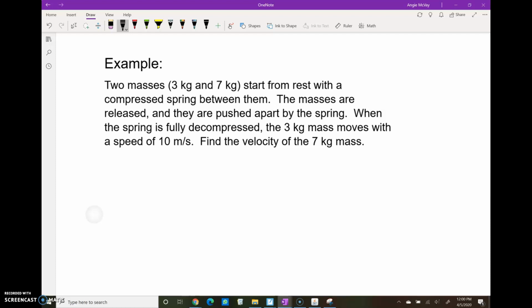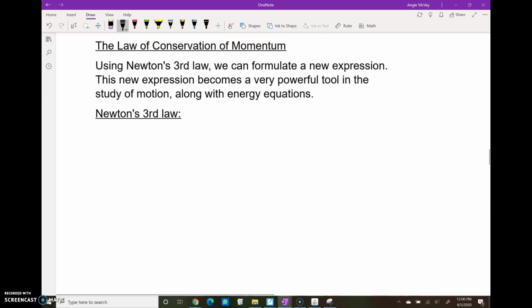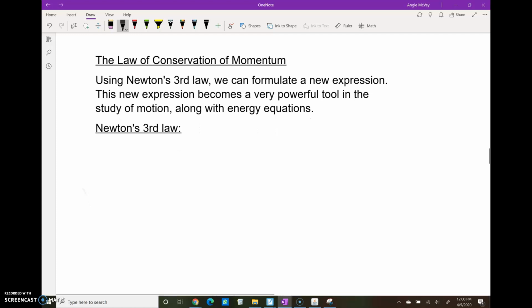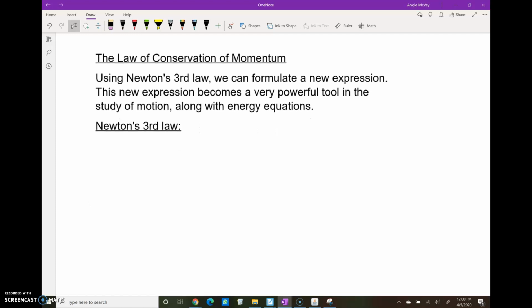All right. Now it looks like, oh yeah, something didn't load. So let's take a look at the law of conservation of momentum now. Just like the law of conservation of energy, we've got a law for conservation of momentum as well. And so let's take a look at Newton's third law. Newton's third law says objects in motion stay in motion. No, that's inertia. Just kidding.